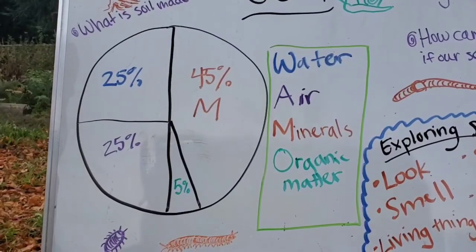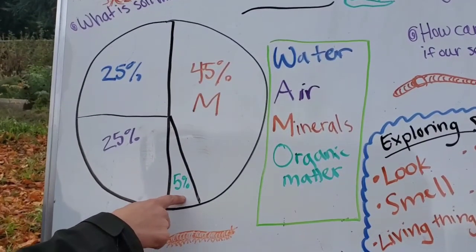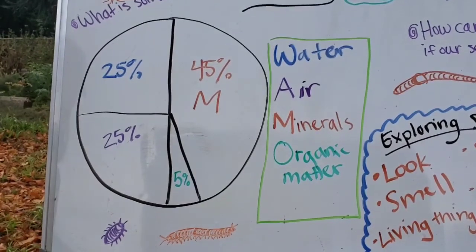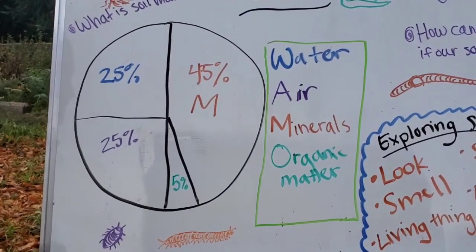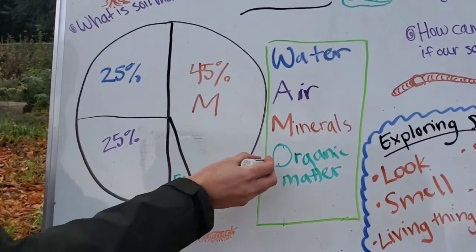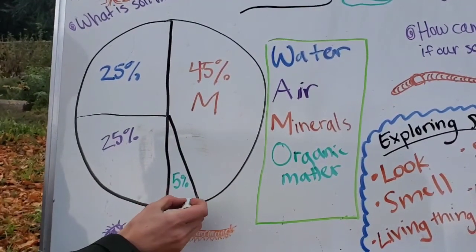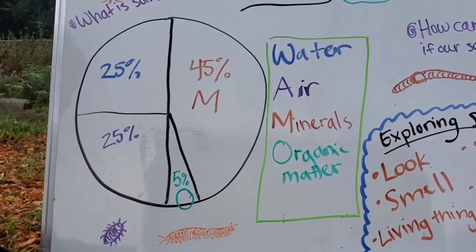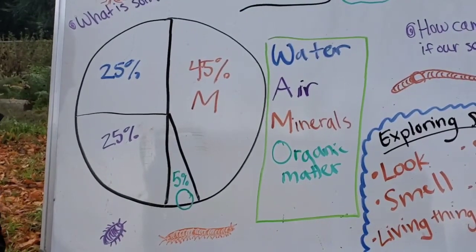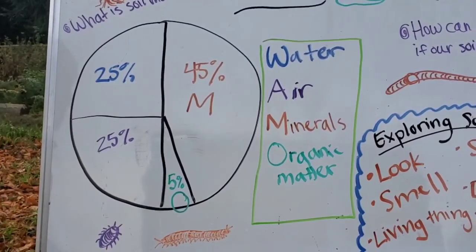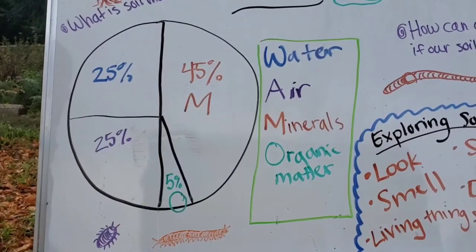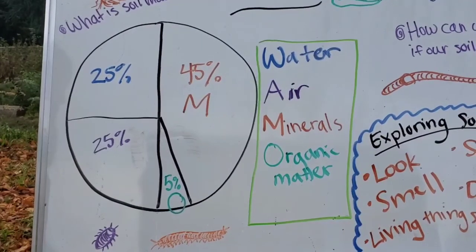What about the smallest section of our pie chart? What makes up only 5% of normal soil? It is organic matter, our O in WHAMMO. Just because it only makes up 5% though, doesn't mean that organic matter is not important. It might actually be the most important thing in the soil because it means all of the soil is alive.